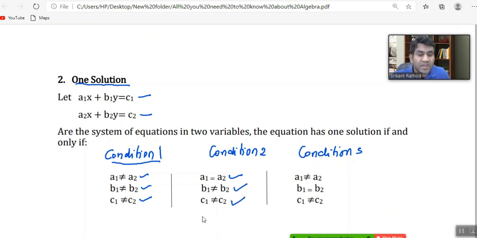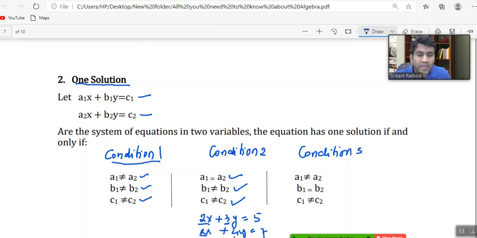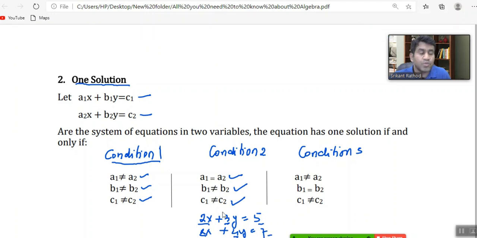For example, I can write 2x plus 3y equals 5. Again here, 2x plus, let's take 4y equals 7. Now look here, the coefficient of x is the same, but the coefficients of y are different and the constant terms are different. So the coefficient of one variable can be the same, but the other has to be different. This can also be the case where the coefficient of x is not the same, but the coefficient of y is the same, but the constant terms are not the same.